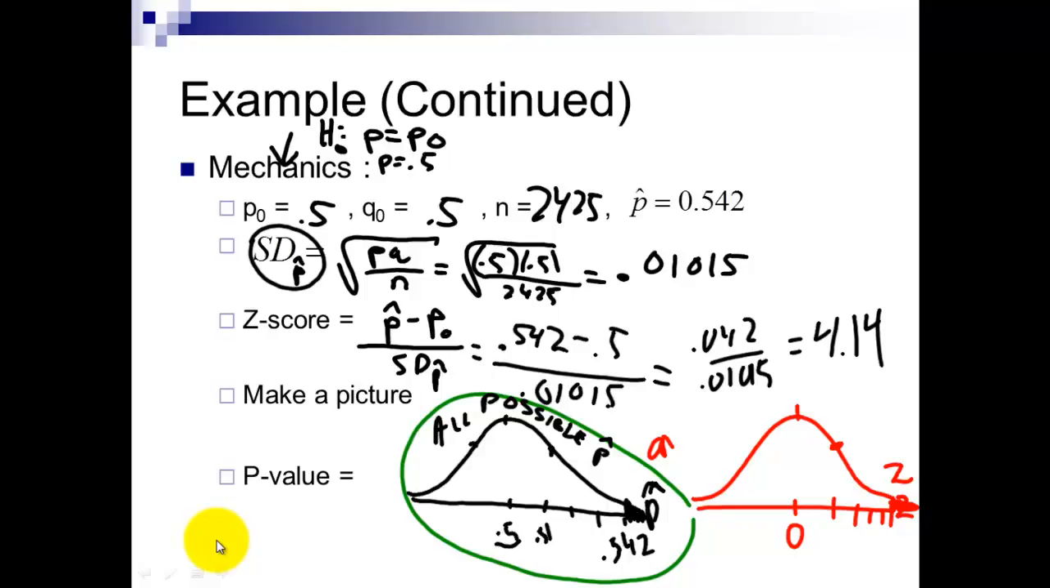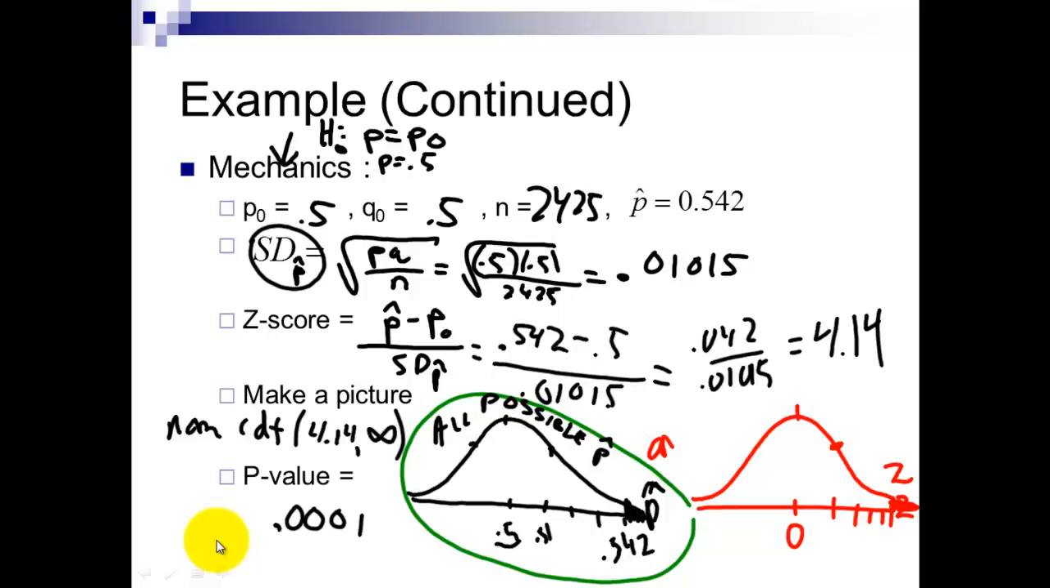0.0001. How do you get that? Just type everything into your calculator. We do the normal CDF, and the z-score is 4.14, and then infinity is your high value. Normal CDF. And you can just put in 4.14 to infinity. Yeah. Like that.